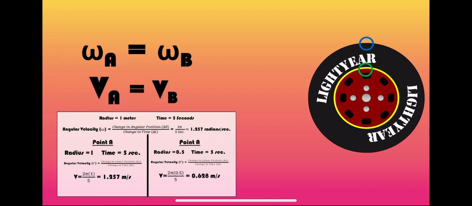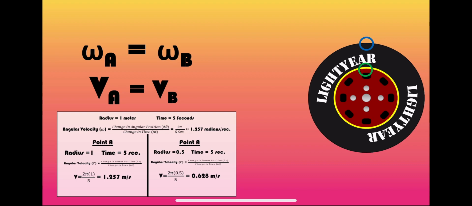This is because the 2 points have the same angular velocity and are completing 2 pi radians in the same amount of time. However, point A has a greater linear velocity since it's traveling a greater linear distance than point B in the same amount of time. In fact, you can clearly see this when I complete the math of the linear velocity of the 2 points, if they complete a revolution in 5 seconds.